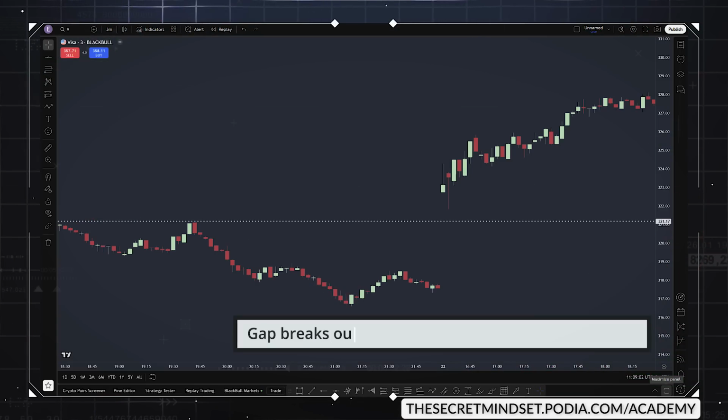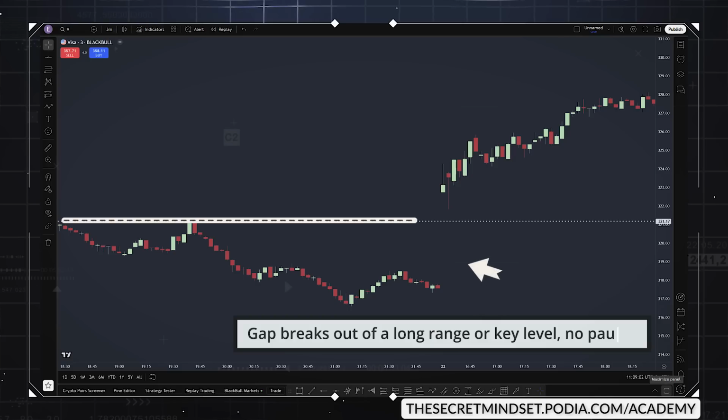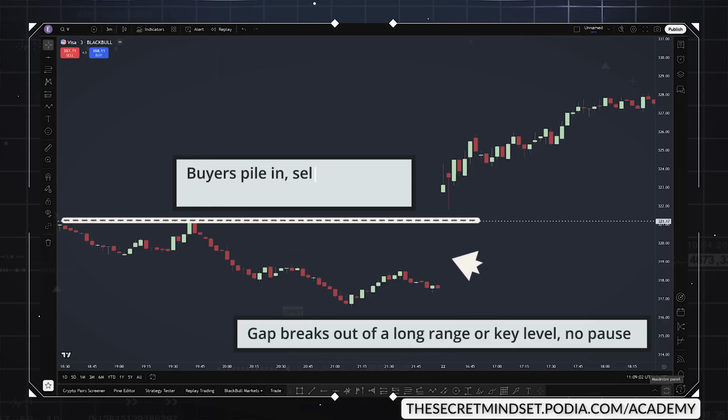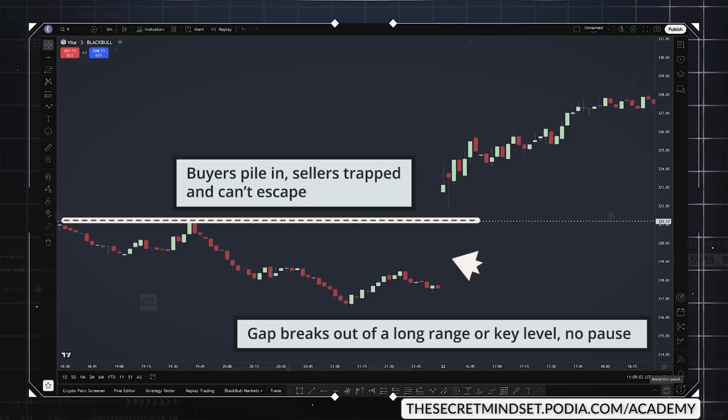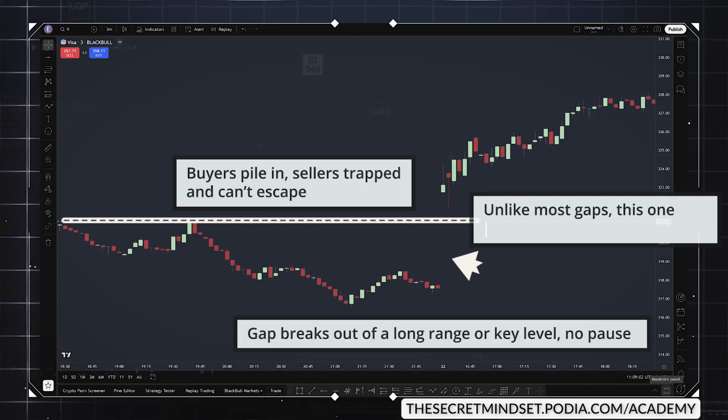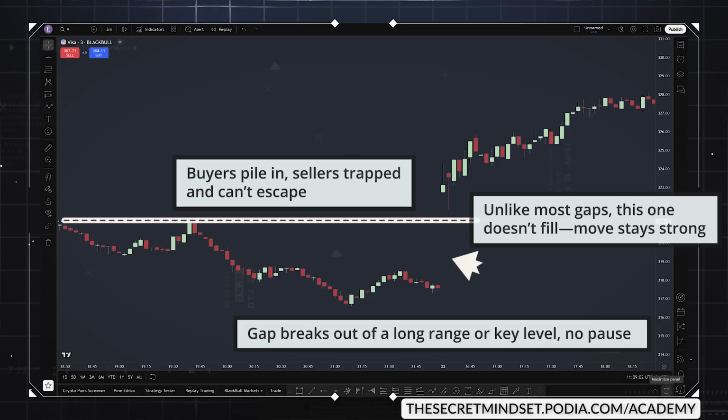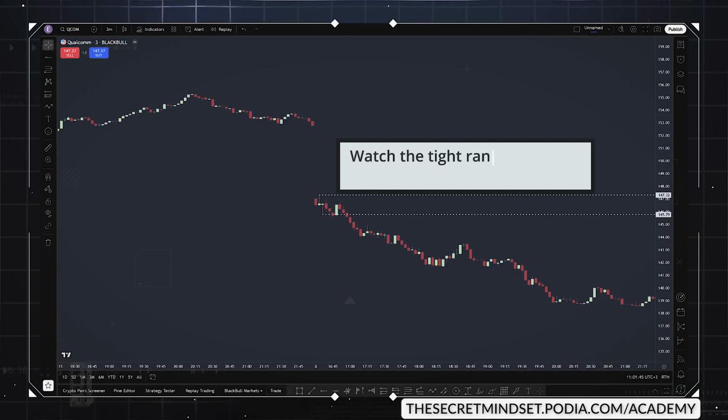This gap matters because it's not random. It comes after a long range or a clear area where price kept bouncing. The gap lands right past that. It doesn't pause. Buyers rush in and push price even higher. Sellers who bet against the gap can't get out fast enough. The market never comes back to fill the gap. That's the key. Most gaps fill later, but not this one. The move holds strong.